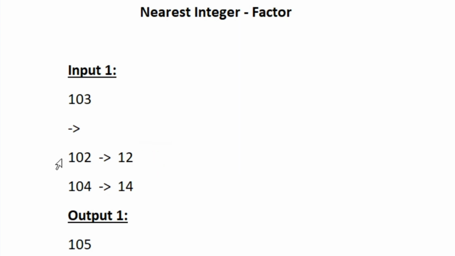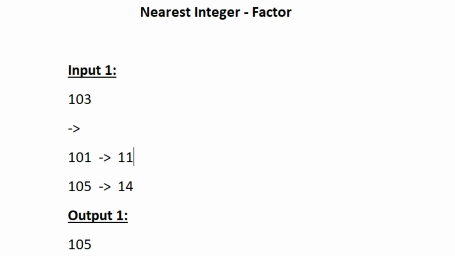So the smallest integer is 102. So 102 is not divisible by 12. So it is not true, and then the integer 104 is also not divisible by 14. So we have to find the next two nearest integers for the integer 103. So the next two integers would be 101 and 105.